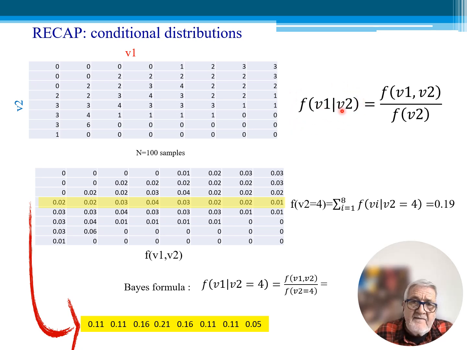This conditional distribution of v1 given v2 is none other than the joint distribution over the marginal distribution of v2. For example, if we want to know the conditional distribution of v1 given the first class of v2, the first thing we have to do is calculate the total frequency of this class, which for v2 equal 4 is 0.19. Now, applying this formula, from this row we obtain the conditional distribution by dividing those values by 0.19, which gives those ones. Now they sum up to 1. This is classical.